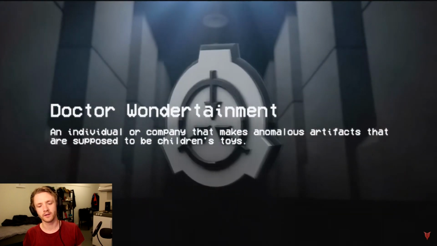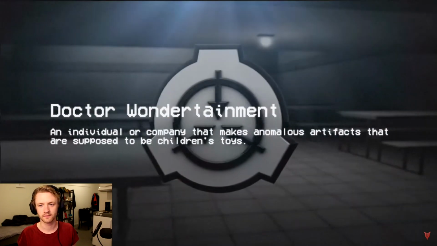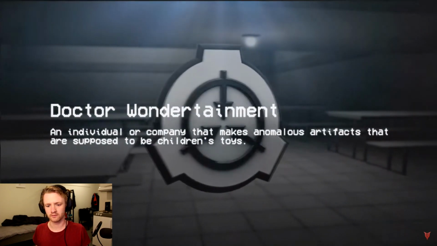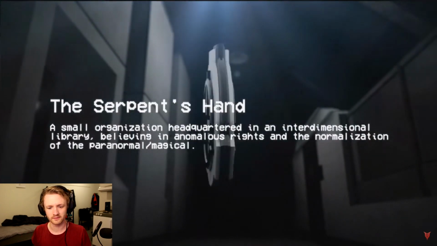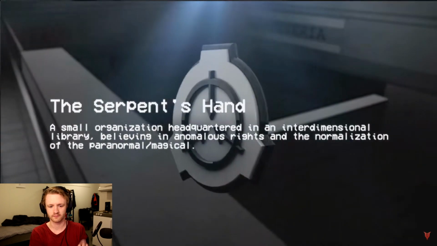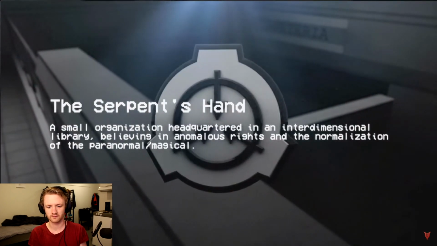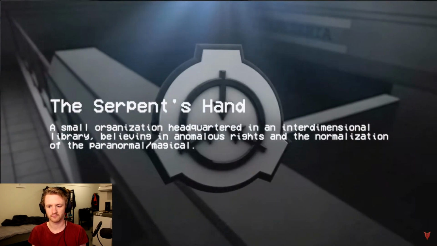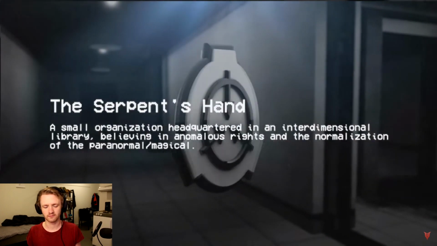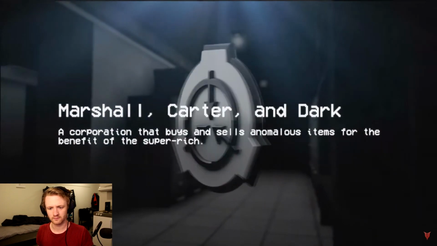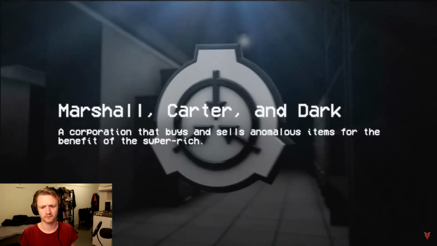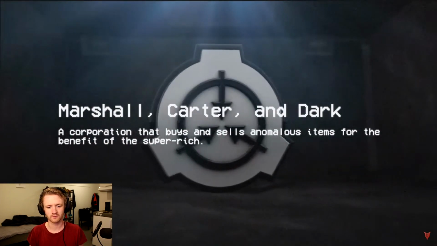An individual with the O1 company that makes anomalous artifacts that are supposed to be children's toys. The Serpent's Hand. A small organization headquartered in an interdimensional library, believing in anomalous rites and the normalization of the paranormal and magical. Marshall, Carter, and Dark. A corporation that buys and sells anomalous items for the benefit of the super rich.